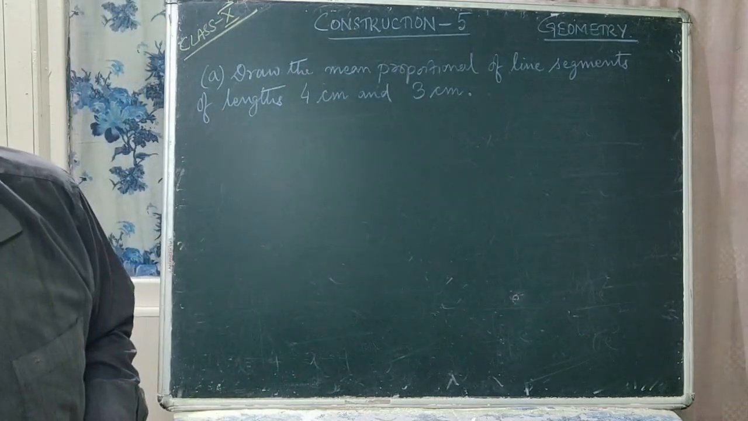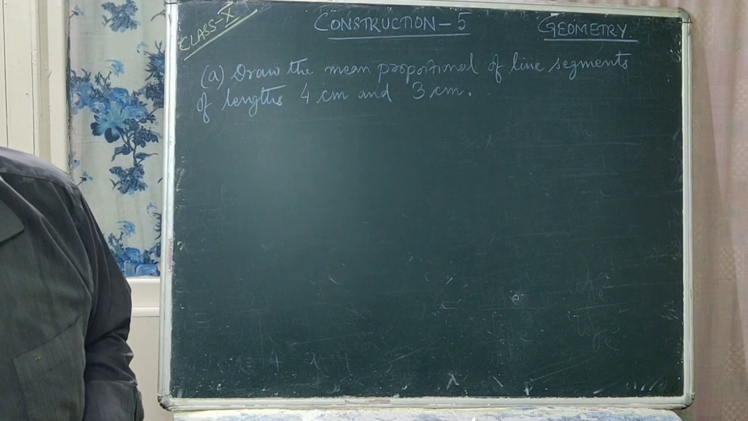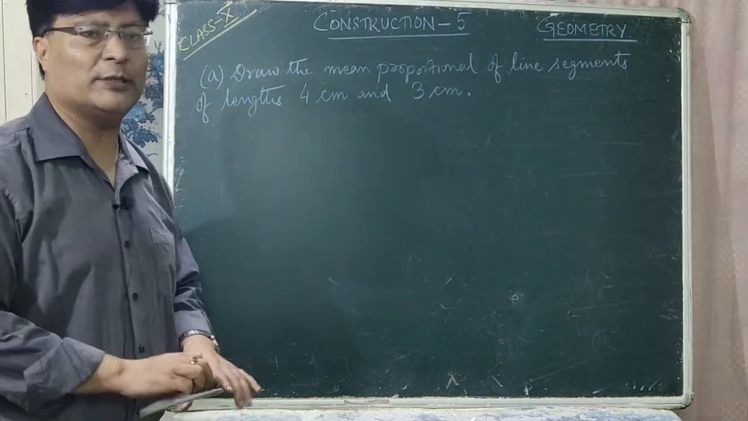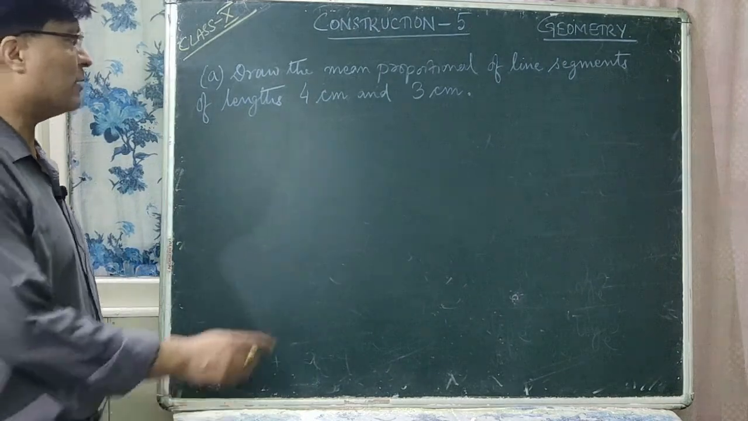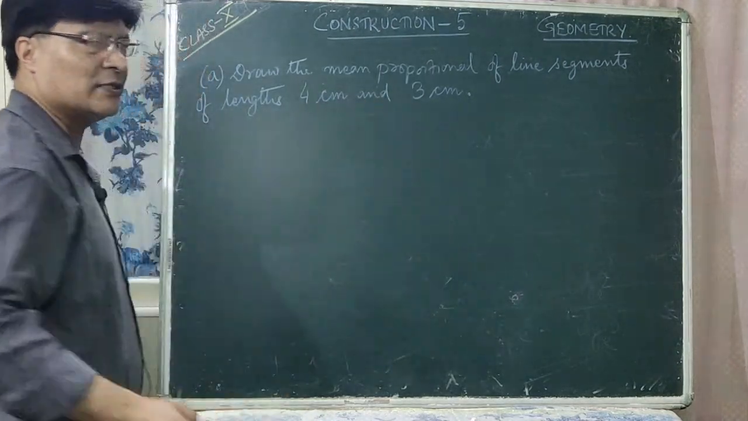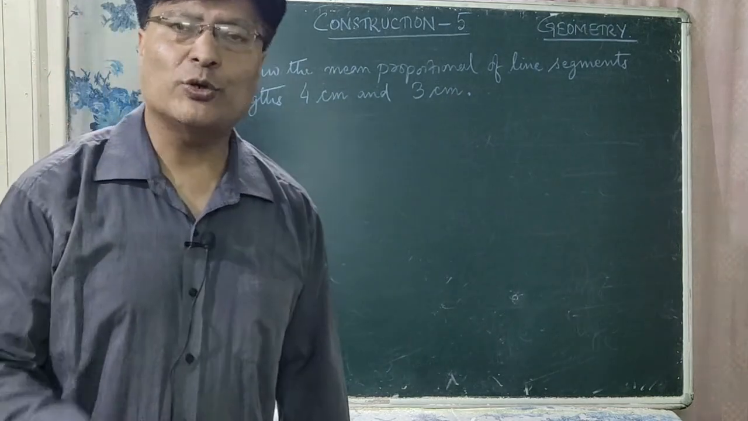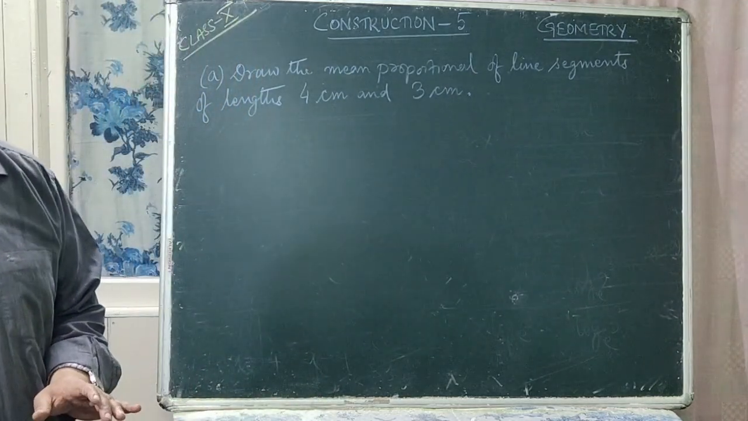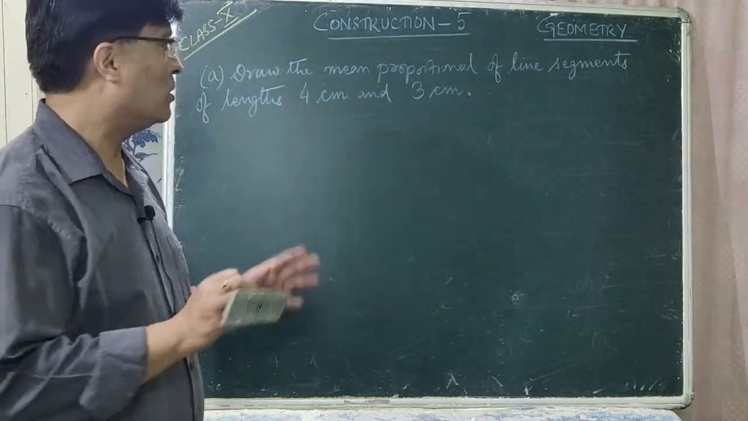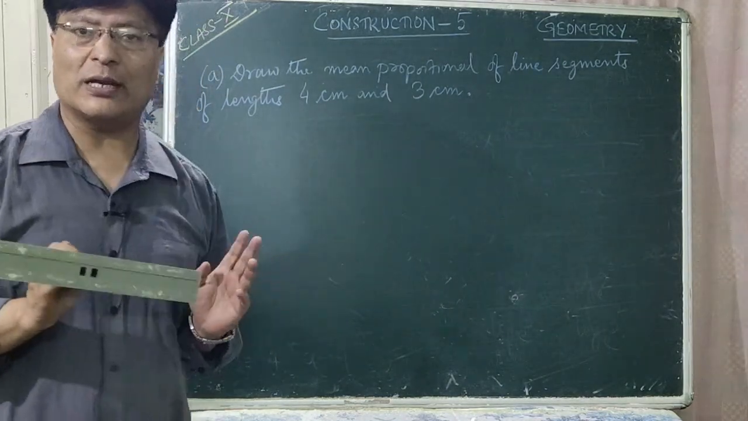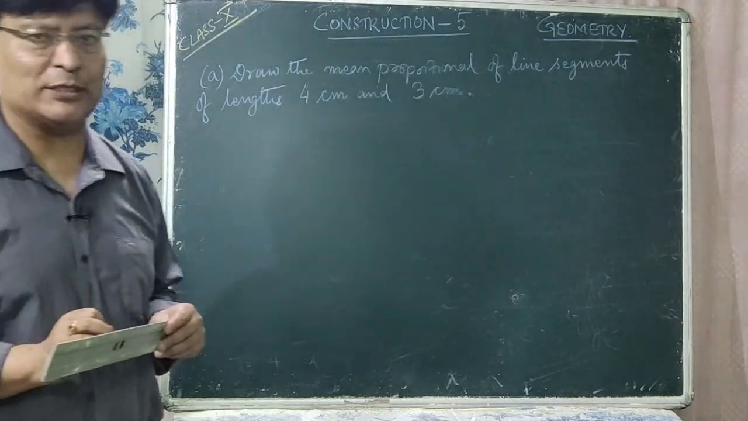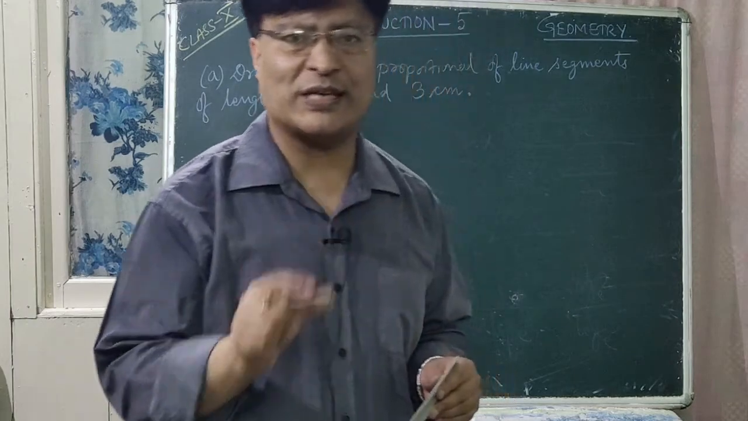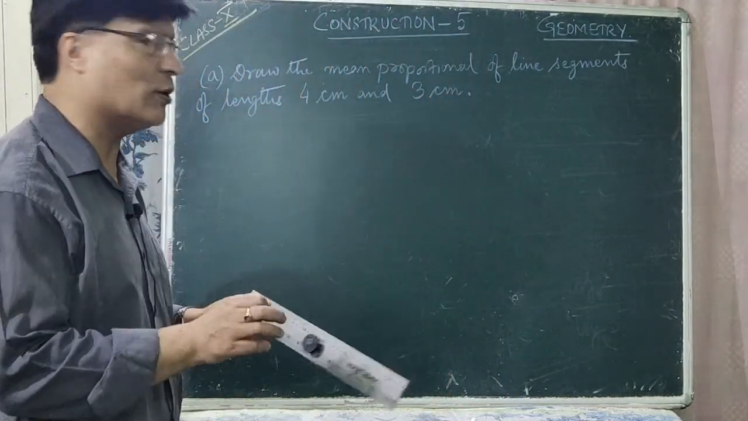Now, the two lengths are given, that is 4 cm and 3 cm. So the total is 4 plus 3, which is 7 cm. So you have to draw a line segment of length 7 cm. You know how to draw a line segment of length 7 cm, right? In your ruler you have to measure it from 0 to 7 cm. I told you about that.